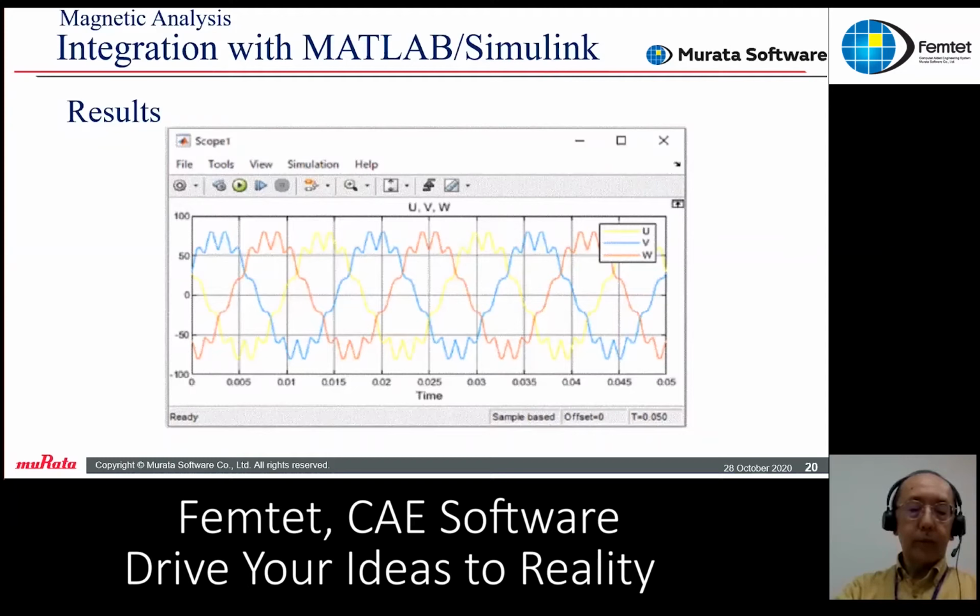Now we are looking at the results. The open circuit voltage simulation is plotted. Unlike the simplified PMSM model, the nonlinear counter-electromotive force profile is calculated. Like this, analysis with the finite element method of Femtet and MATLAB Simulink allows you to apply the one-dimensional analysis that is often used for model-based design.